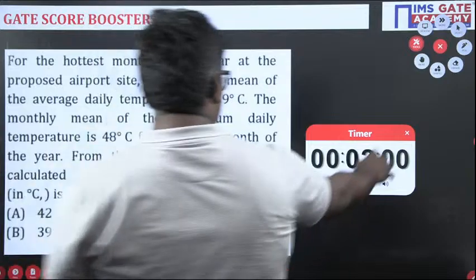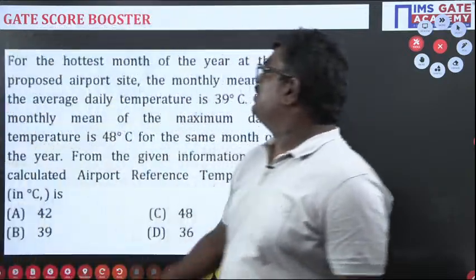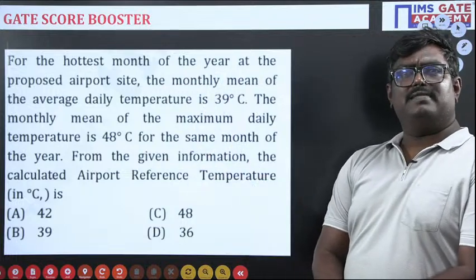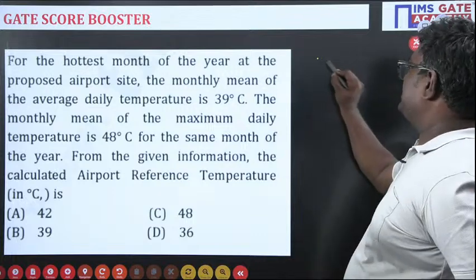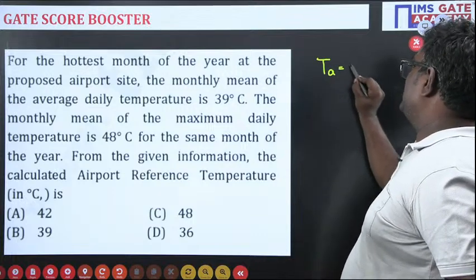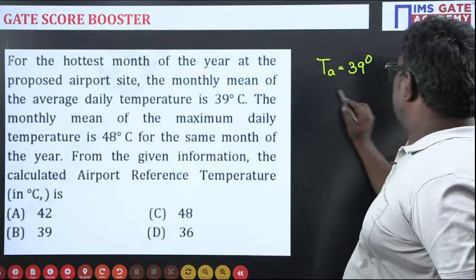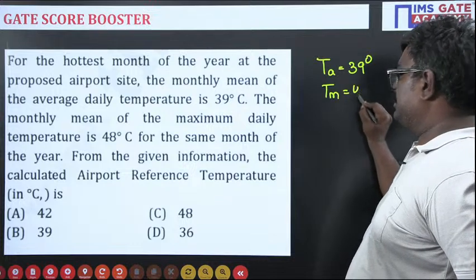Now see students, here we have a question. For the hottest month of the year, at the proposed airport site, the monthly mean temperature is 39 degrees. Okay, the average temperature is how much, students? It is 39 degrees. And the maximum temperature is how much? The maximum daily temperature is 48 degrees.